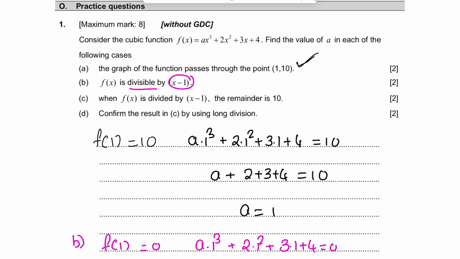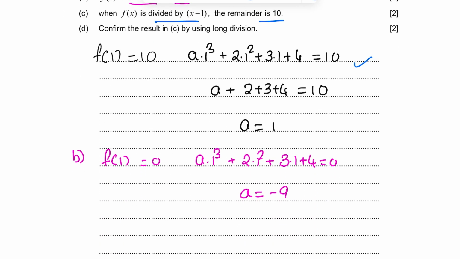f(x) is divided by x minus 1. The remainder is 10. It is going to be the same one. So it is divided by x minus 1, the remainder is 10, so the answer is f(1) equals 10. From here we get the value of a as 1.